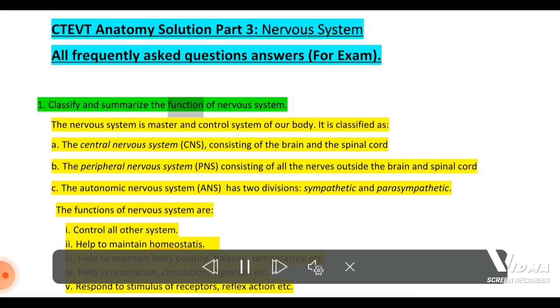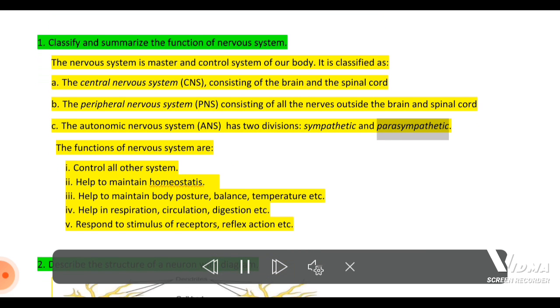Classify and summarize the function of nervous system. The nervous system is master and control system of our body. It is classified as the central nervous system, CNS, consisting of the brain and the spinal cord. The peripheral nervous system, PNS, consisting of all the nerves outside the brain and spinal cord. The autonomic nervous system, ANS, has two divisions, sympathetic and parasympathetic.